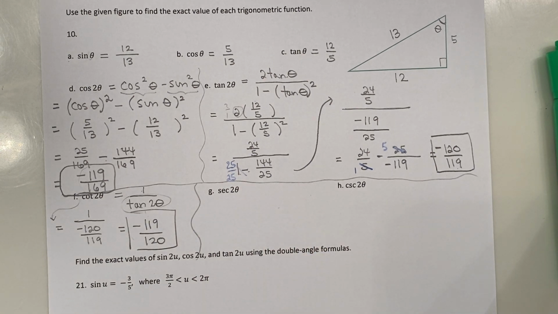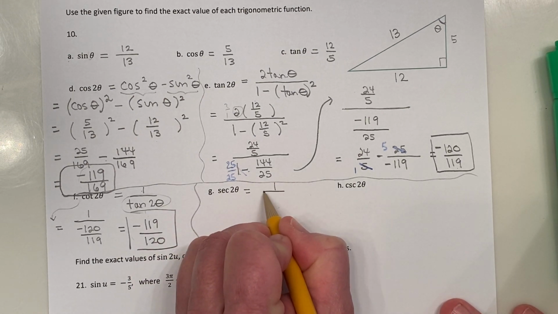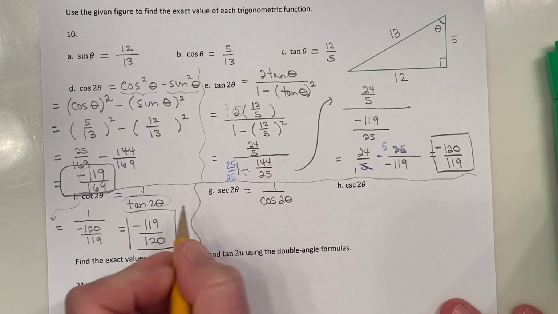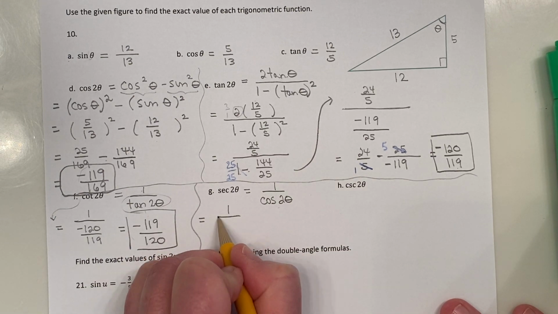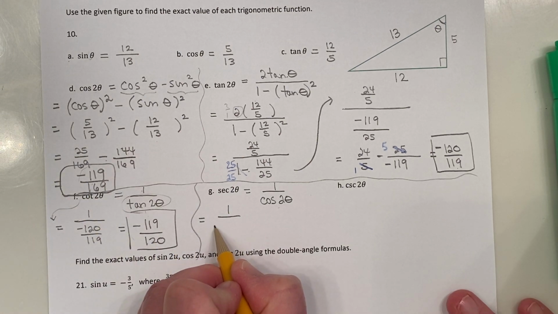Okay, secant of 2 theta. Nope, that's not part of my formula, but I do know that secant's reciprocal is cosine, so let's make this correct statement here. So it's 1 over, let's find cosine of 2 theta. We found that in part D.